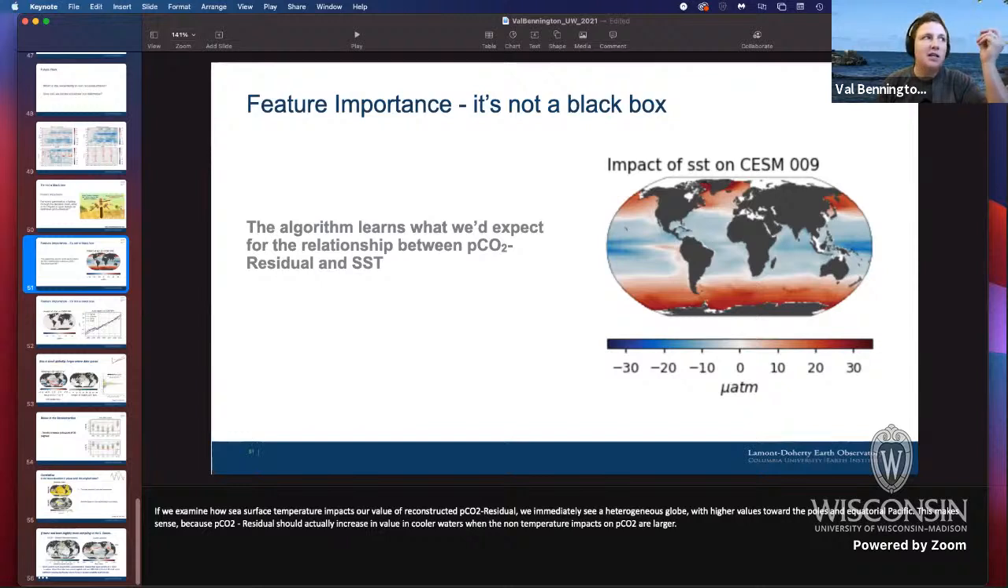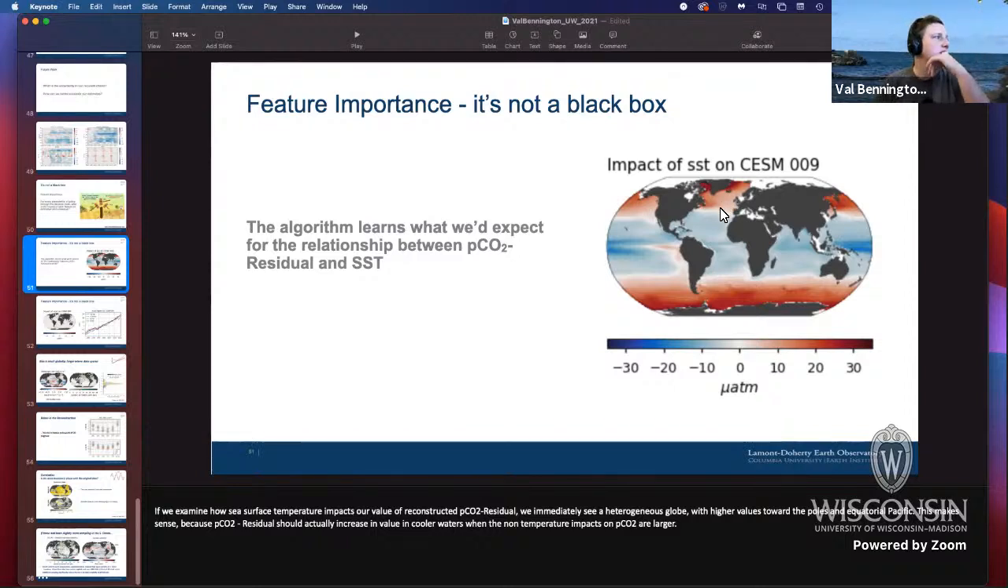And I have been seeing good patterns of how, in this case, the impact of sea surface temperature within one model realization affects the reconstructed residual. We do see much larger residuals in the subpolar regions and higher values, meaning the residual needs to be higher in the subpolar regions, which is what we would expect.